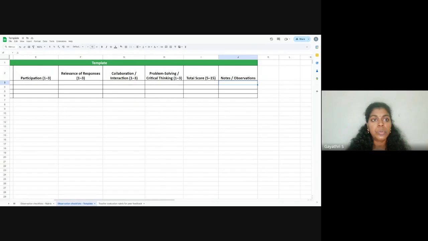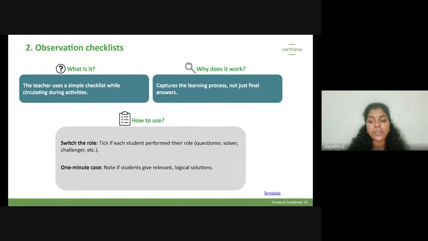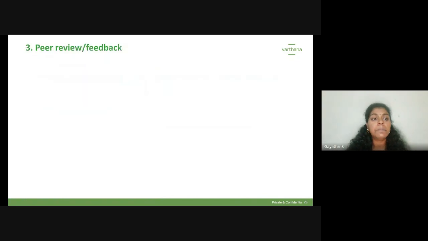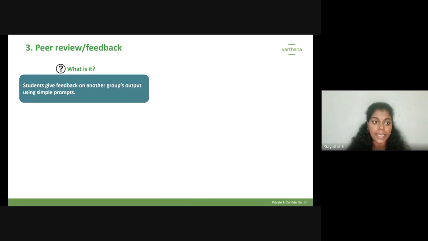I'm coming back to the slide. So this is the observation checklist. You don't have time to go back and review, so you will do it when the activity is happening. The third one is peer review feedback. Say you don't have time to check at the end of the activity, or you don't have time to go through it when the activity is happening. Then this comes very handy, right?